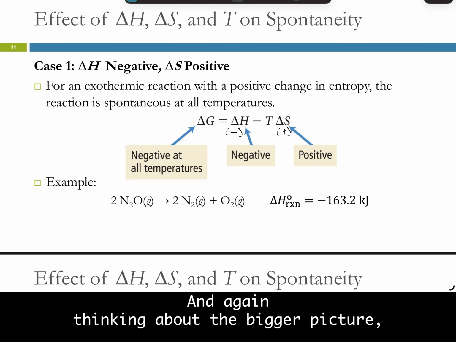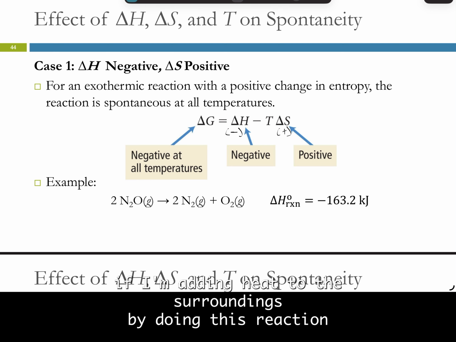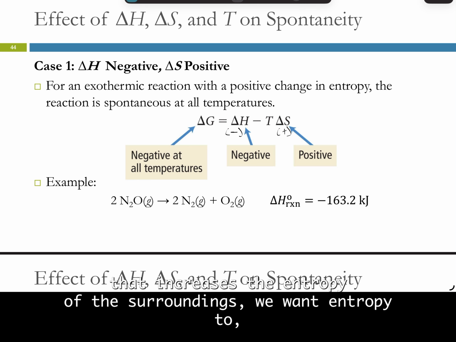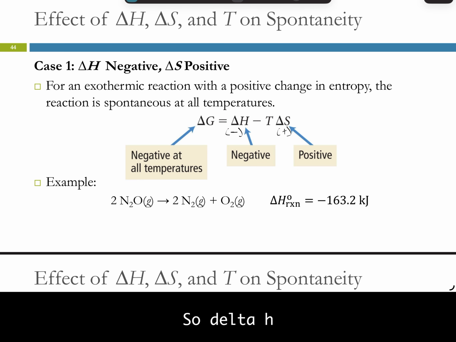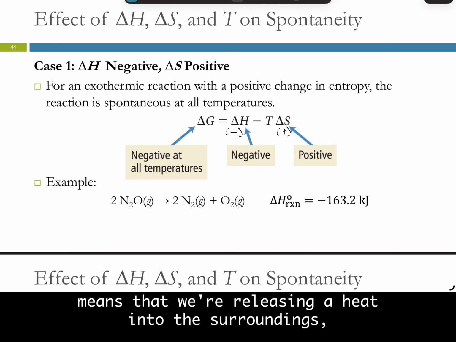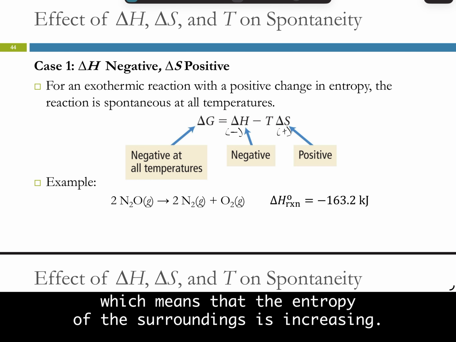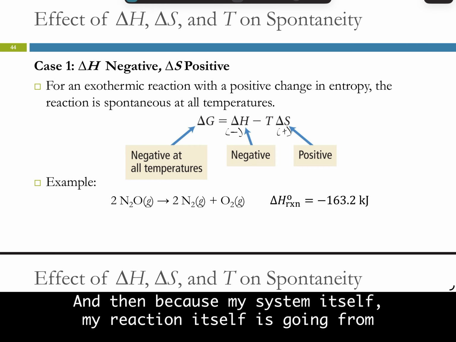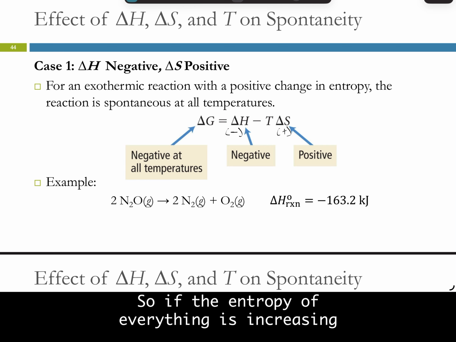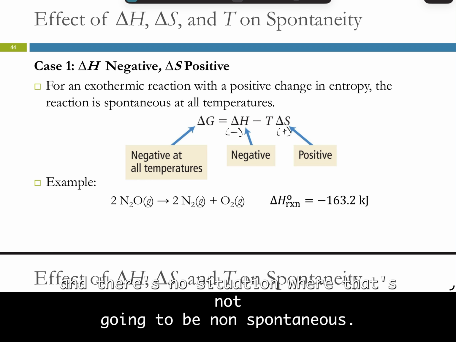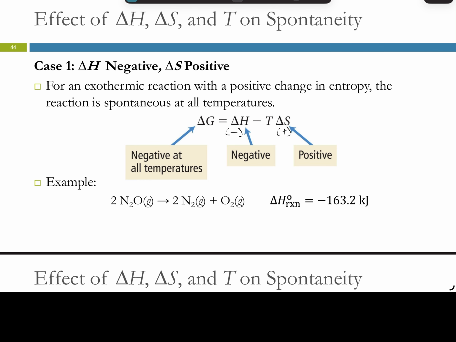And again, thinking about the bigger picture, if I'm adding heat to the surroundings by doing this reaction, that increases the entropy of the surroundings. And the universe wants entropy to always increase. So delta H negative means that we're releasing heat into the surroundings, which means that the entropy of the surroundings is increasing. And because my reaction itself is going from fewer gas molecules to more gas molecules, its entropy is also increasing. So if the entropy of everything is increasing, then there's no situation where that's going to be non-spontaneous. But that's not always the case.